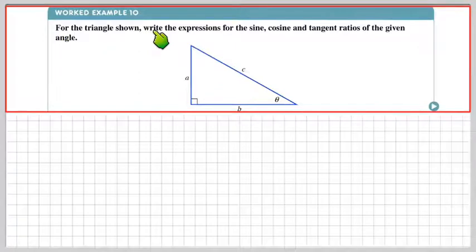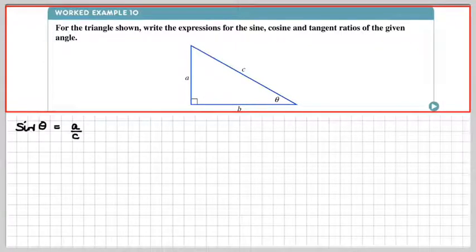For the triangle shown, write the expressions for the sine, the cosine, and the tangent ratios of the given angle. Well, we can do that. First of all, we've got to work out which one's opposite, which one's adjacent, and which one's hypotenuse. Well, we know which one's the hypotenuse. You just kick the goal out from the right angle. Boom! Hello, Mr. Hypotenuse. And to get the opposite, we kick the goal out from the angle, straight out from goal. Bang! Hello, Mr. Opposite. Therefore, the other one must be the adjacent, right?